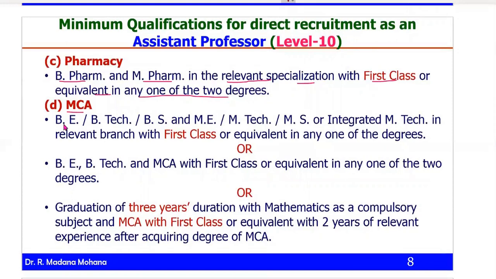Then MCA colleges, the basic qualifications for entry level assistant professor are BE or BTech or BS and ME or MTech or MS or integrated MTech in relevant branch with first class or equivalent in any one of the degrees. So the first point is same as engineering and technology basic requirement for assistant professor level 10. So the same assistant professor in engineering and technology is eligible to teach MCA courses also.